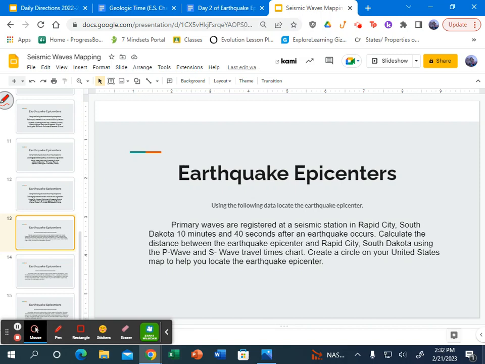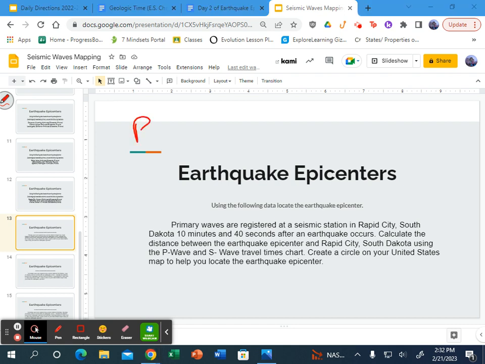All right, everybody, I want to go across how to use this line graph and everything. Make sure that we're all on the same page when it comes to earthquake epicenters and how to calculate those epicenters. So we're going to start with the first earthquake registration at a seismic station in Rapid City, South Dakota. And we're going to flip over to the line graph and calculate the number of miles that Rapid City, South Dakota is from our unknown earthquake epicenter.